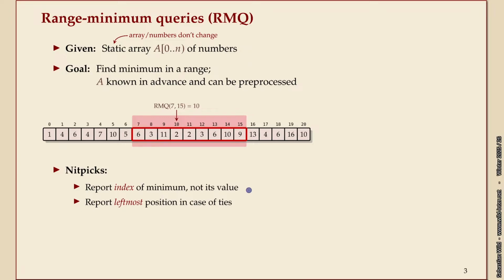Two nitpicks: we will insist on reporting the index of the minimum, not its value. Because we have the array at query time, we can look up the value if we want it. That's just a bit more general. And if there's ties, we insist on getting the leftmost position of the minimum. That's just to make it well defined. Neither of these is really critical at this point, but keep that in mind. That's our definition. So as an example, in this array, if you look at just the red range, the minimum value is 2, and the leftmost occurrence of 2 is at position 10, so 10 is the answer.